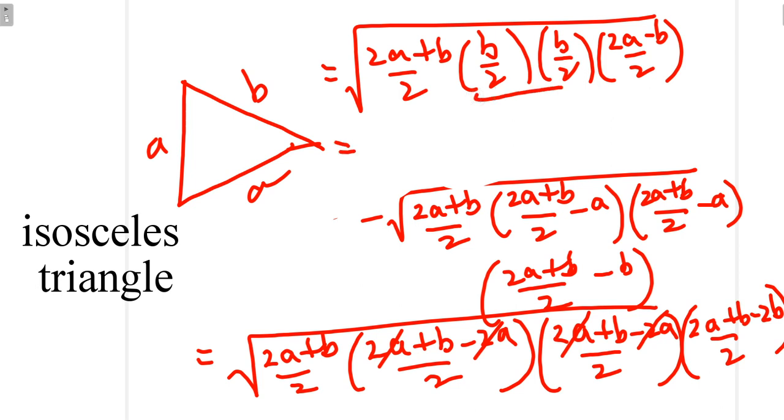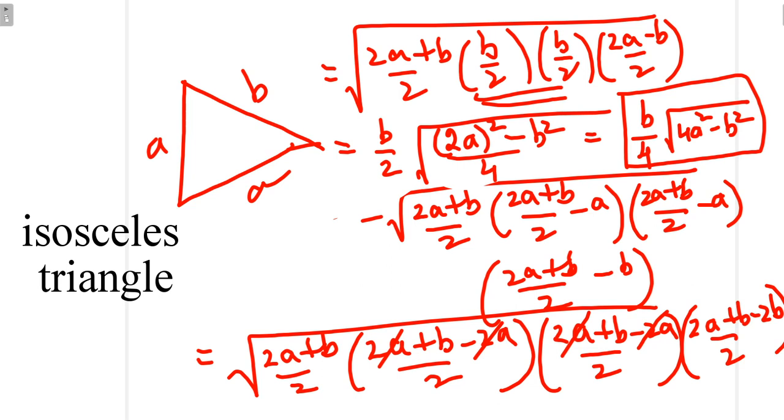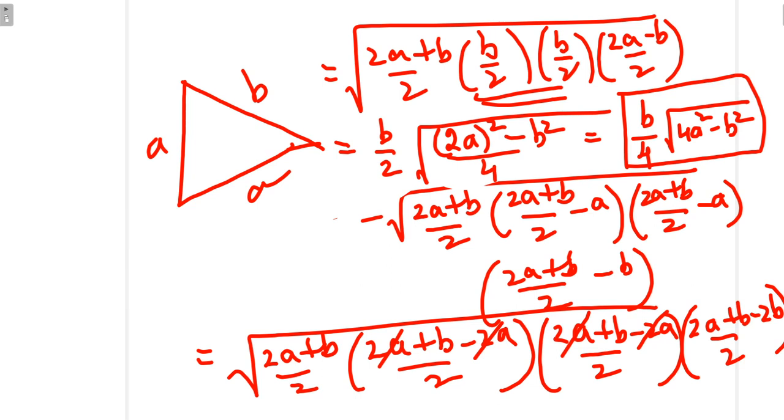As this is a square term, when I take it out of the bracket, we get B by 2, and under the square root it is in the form of A plus B into A minus B. So I can write it as A square minus B square by 4. If I bring this 4 out of the bracket, it will be B by 2 into 2, which is 4. So it is B by 4 under square root 4A square minus B square. So this is the formula which we use to find the area of an isosceles triangle.